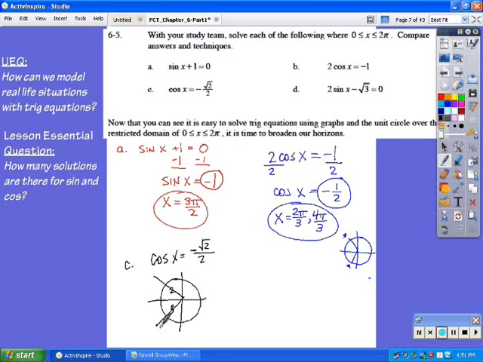Anytime I have root 2 over 2, I'm always talking about 45-degree angles. So in this particular case, x would have to equal 3 pi over 4 and 5 pi over 4 are my 2 possible solutions. And again, the sooner you memorize the unit circle, the sooner you're going to be able to just spit answers off like I'm doing right now. Otherwise, you should be referencing your unit circle during this process.